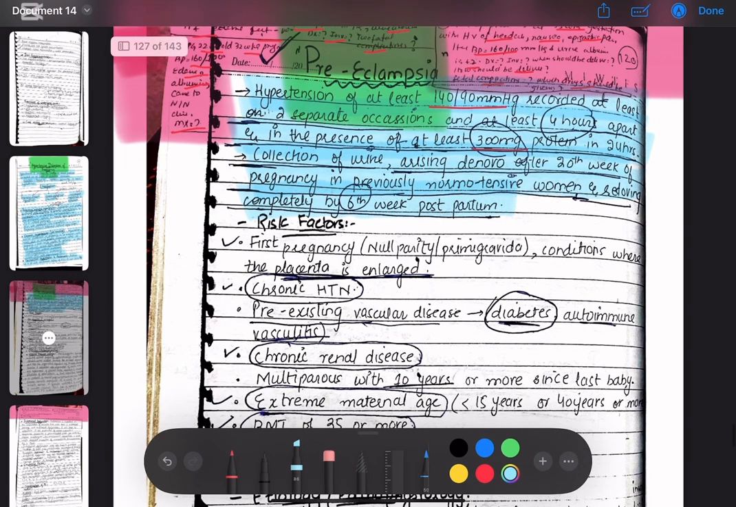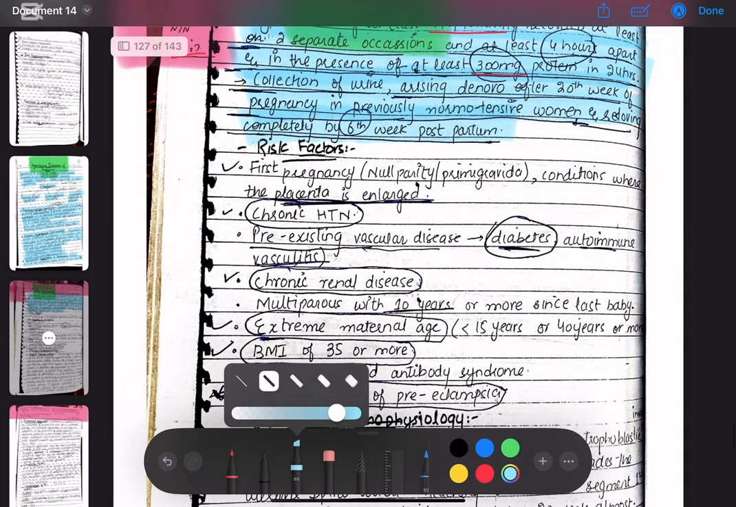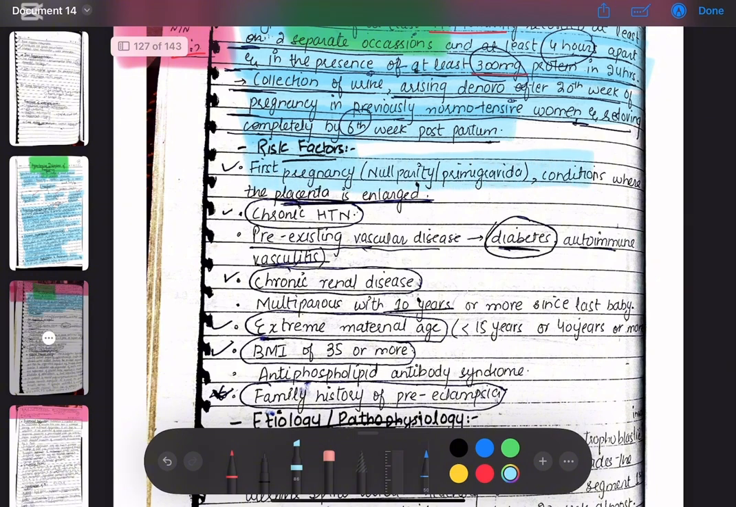So this is pre-eclampsia, when the hypertension is 140 by 90 and recorded on two separate occasions 4 hours apart, and the protein amount is 300 milligrams, and this protein completely resolves after the postpartum. Now the risk factors for pre-eclampsia are first pregnancy, that is nulliparity or primigravida, or conditions where the placenta is enlarged.